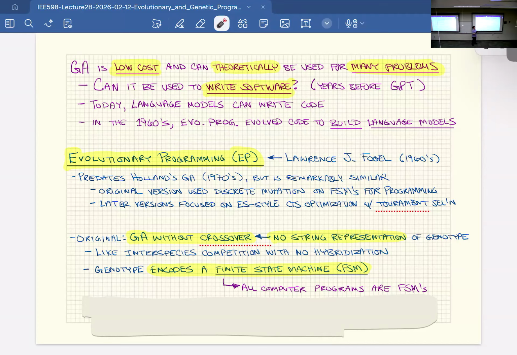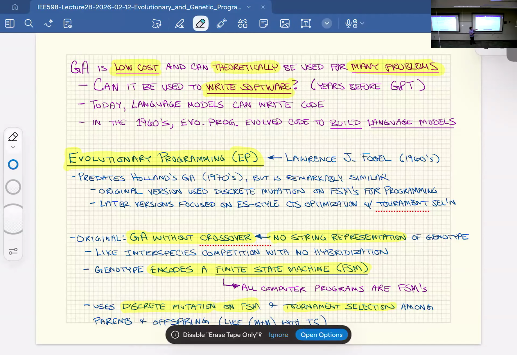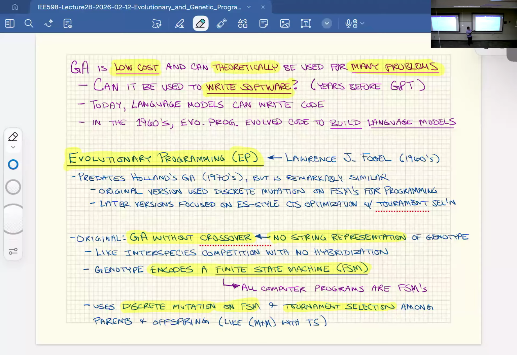Like I said, the genotype encodes a finite state machine. We're going to review what that looks like in a second. And it uses discrete mutation to generate new finite state machines, and then tournament selection among those state machines. Now we all know what tournament selection is, so we can leverage that. And the tournament selection competes the combination of parents and their offspring. So every parent has one mutated offspring. So it's like an M plus M evolution strategy. So you get a population of 2M, so M parents and M offspring. You do tournament selection to create the new population of M parents, and repeat.